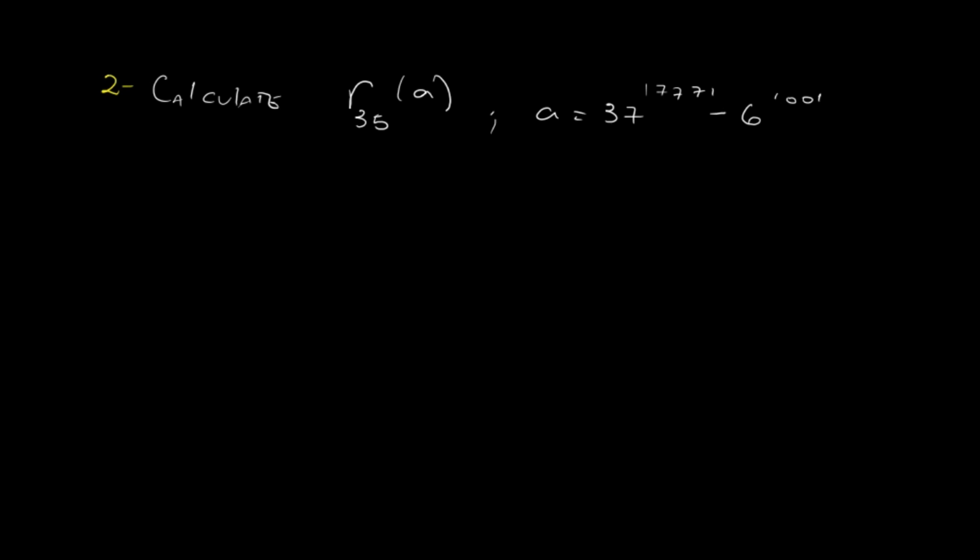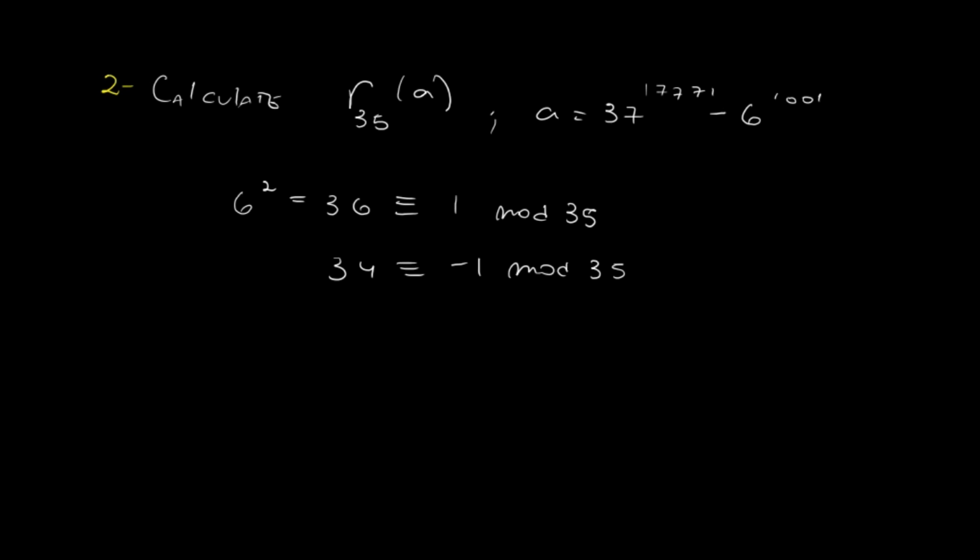Here, for example, what we can observe is that 6 squared, which equals 36, is congruent to 1 modulo 35. Also, we can note that 34 is congruent to minus 1 modulo 35.